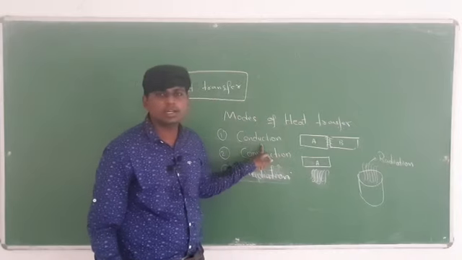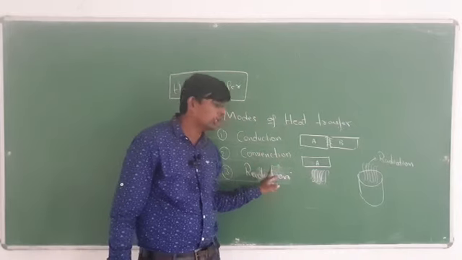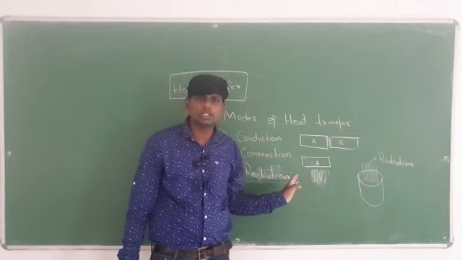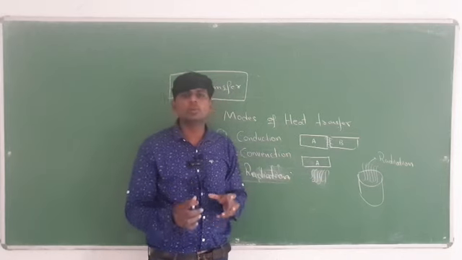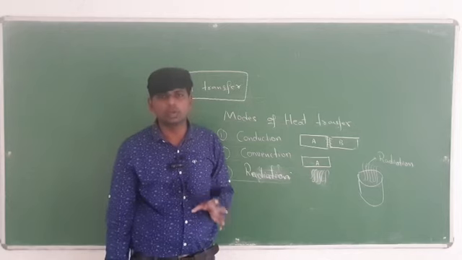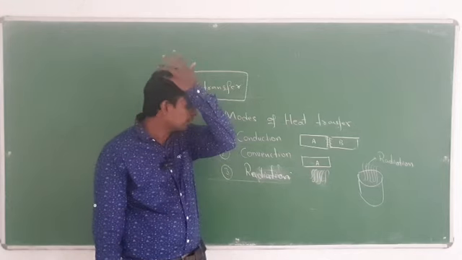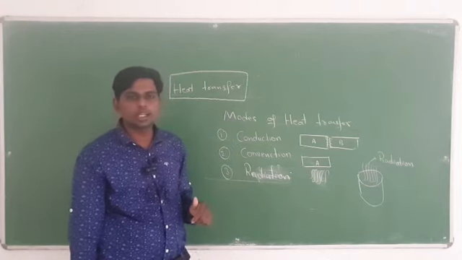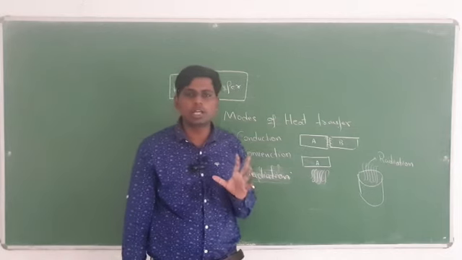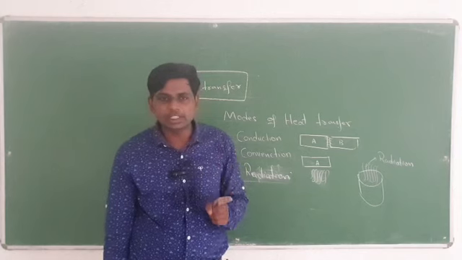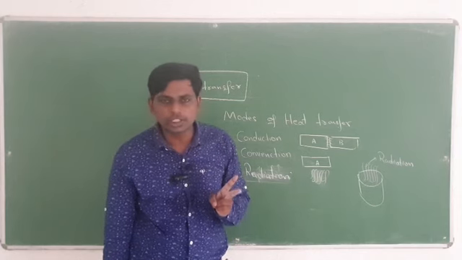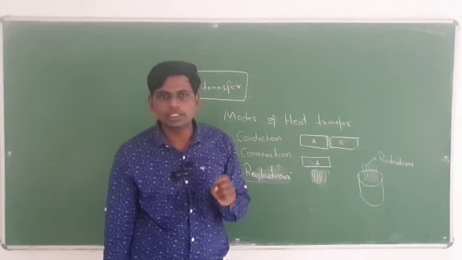This one is known as the conduction, this one is known as the convection and the last one is known as the radiation. These are the three types of modes of heat transfer. Once again, how many modes of heat transfer are there? First one is conduction, second one is convection, third one is radiation.